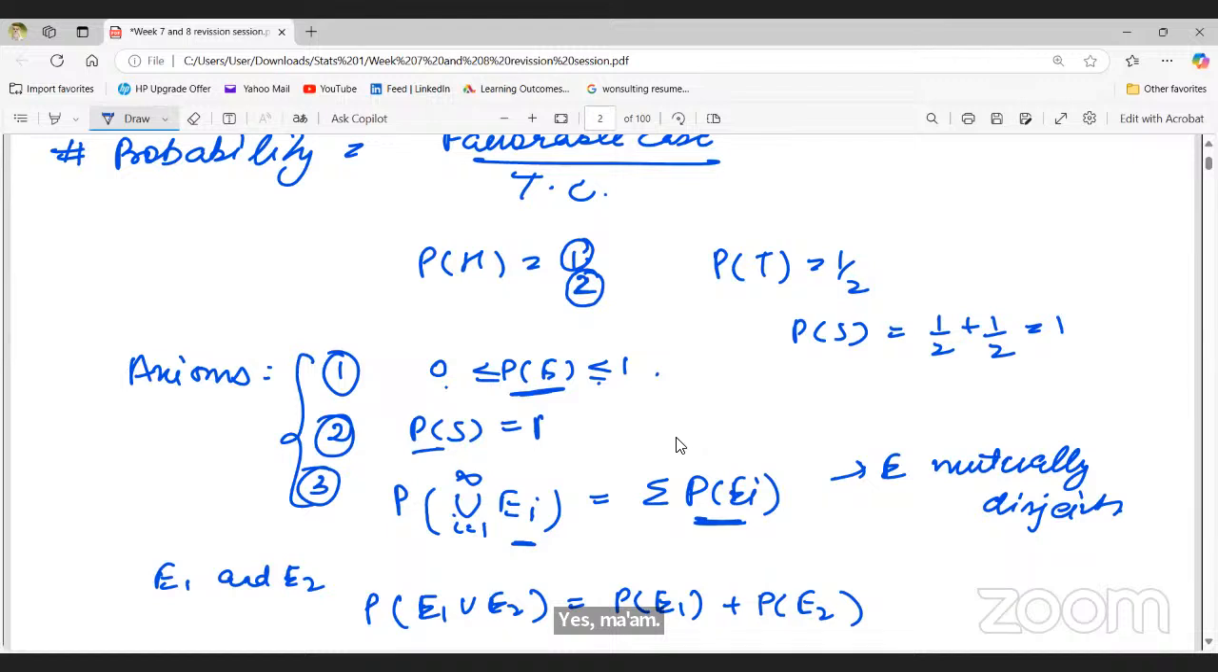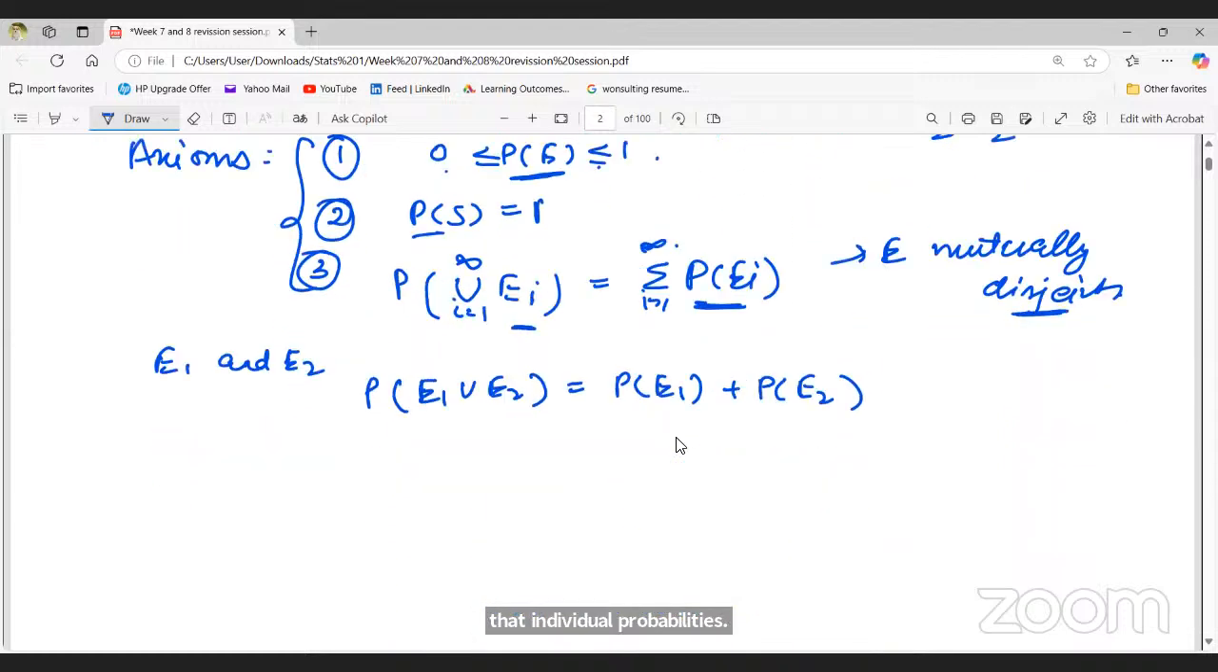So this is the condition in which, if my events are mutually exclusive or disjoint, then the union of all the events E_i would be equal to the summation of their individual probabilities. Is it fine? Yes, ma'am.